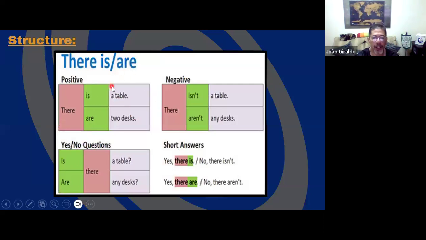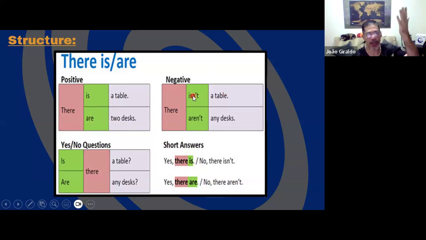The continuation here, the position in the sentence, of the structure there is, there are, in positive, affirmative sentences. There is a table, there are 2 desks. So there to be is, there is a table, 1 table, so singular. There are 2 chairs, 2 plural, so that's the reason we use there are.